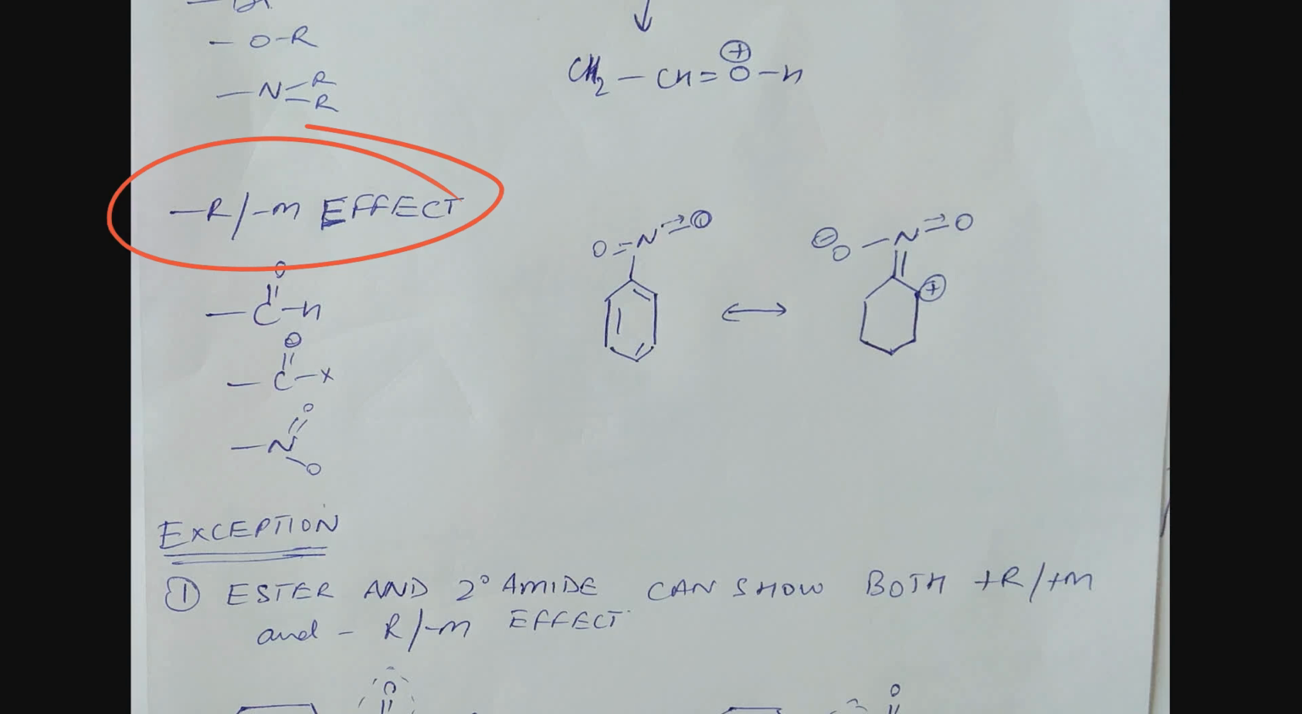Okay, now what is the minus R or minus M effect? These are shown by those groups which tend to accept or extract electron density from any carbon chain or any element. This may be an aldehyde group, acetyl group or nitro group. Now for example, we have a nitro group on benzene.